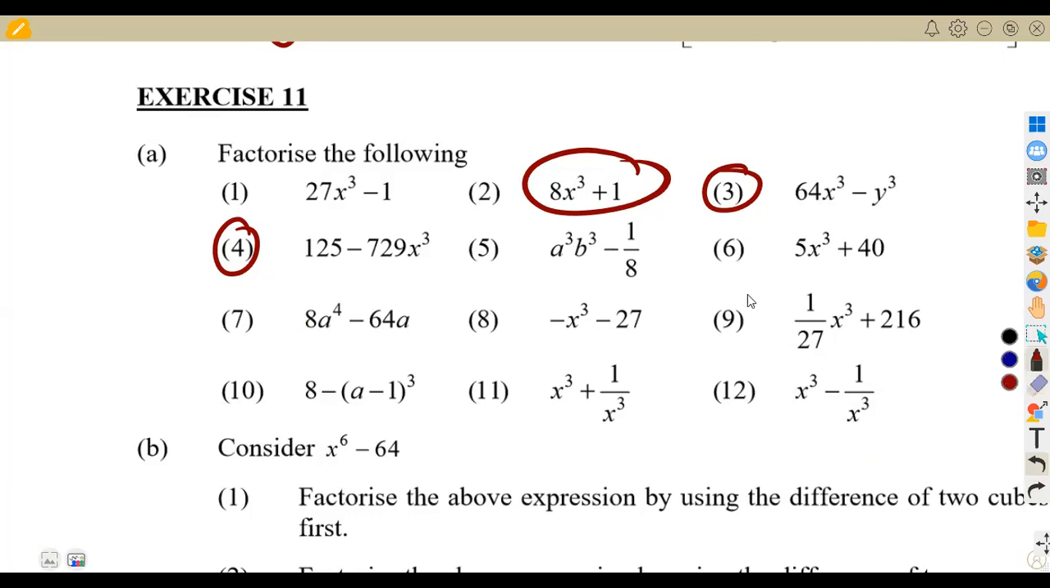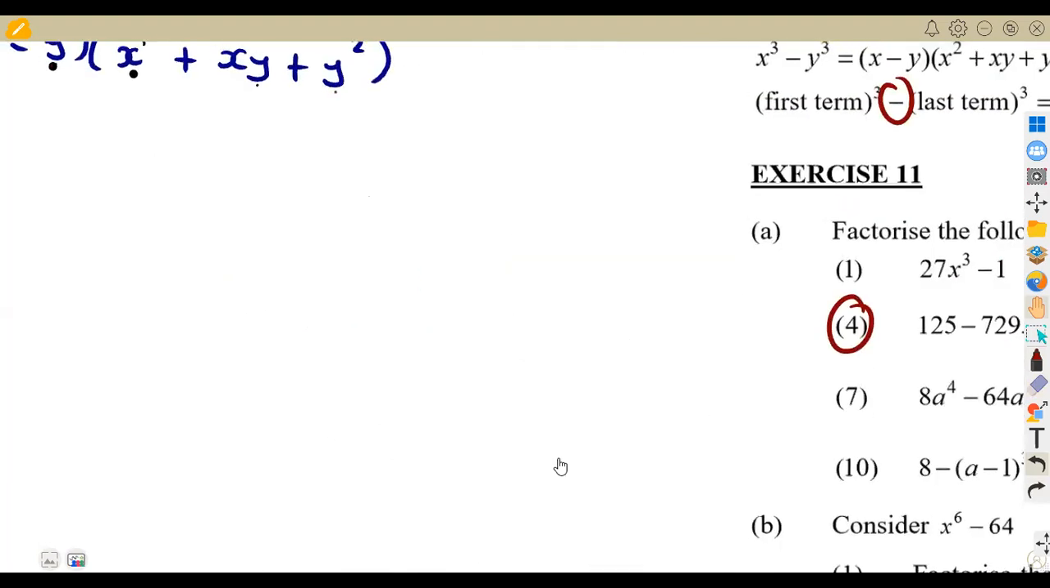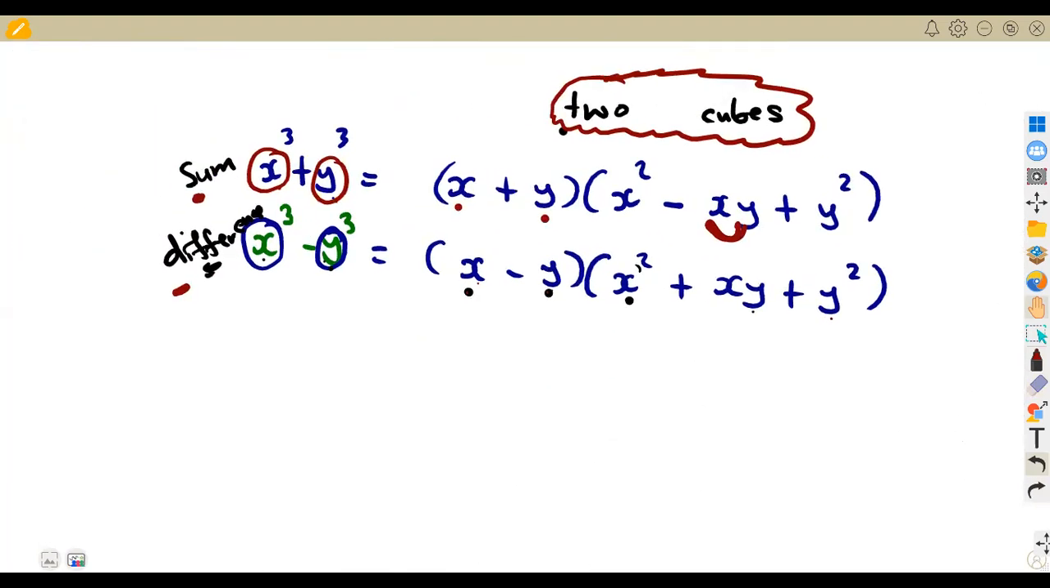All right, so I'm just going to try with you a fraction on number 9: 1 over 27 x cubed plus 216. All right, that is what we are given there. Okay, so the idea does not change whether it's a fraction or what. The idea is the same.